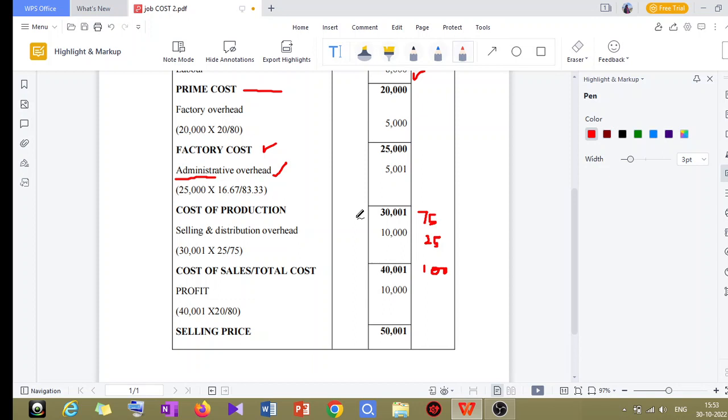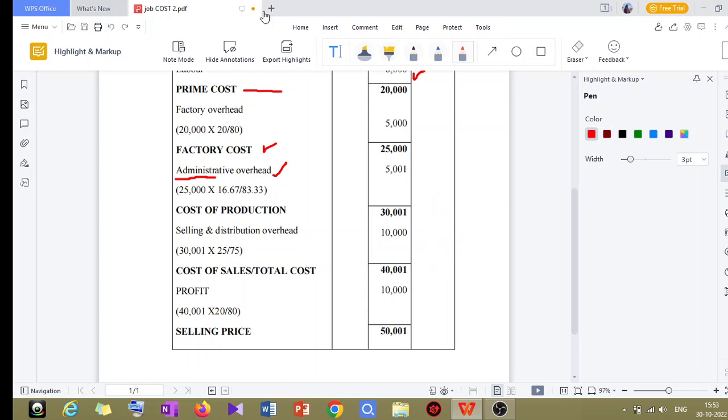So how to calculate the selling and distribution overhead? On cost of production, it will be 30,001 into 25 by 75. So you will get 10,000.33. Make it approximation. It will be 10,000. Clear? So for the cost of production, if you add the selling and distribution overhead, you will get the cost of sales. So that will be the total cost. I hope it is clear to you till here.